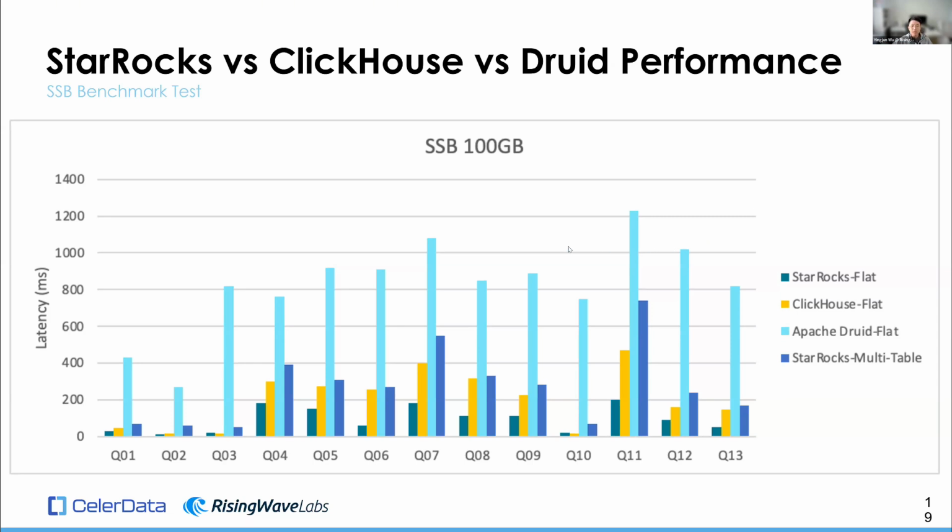And the other question is, can you expand on Druid? I'm not an expert in Druid, but can you explain why Druid's single table performance is so bad, even compared to StarRocks multi-table performance? Java is slow, basically. You need C++, you need vectorization.